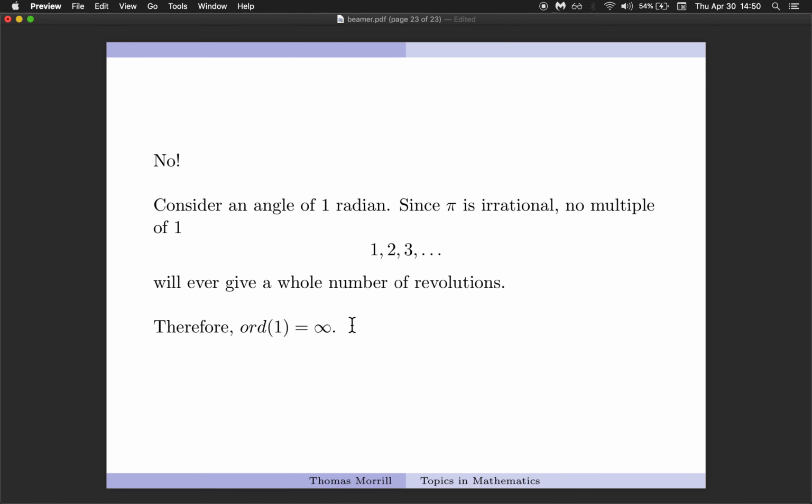So the circle group has some elements that are of finite order and some elements that are of infinite order. And they all just sit in there and play along together pretty nicely.